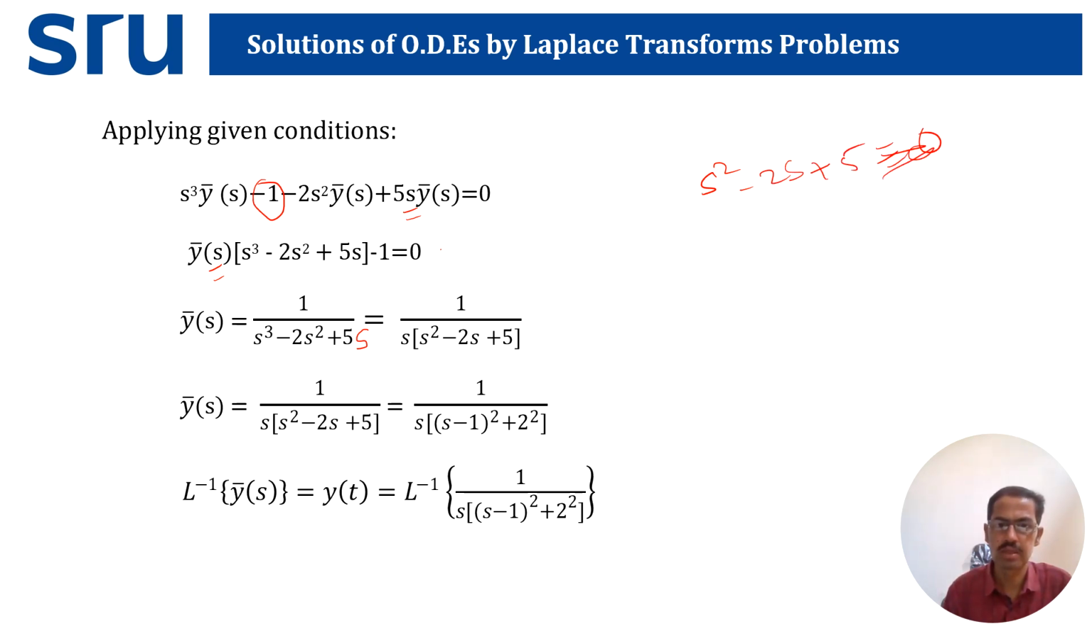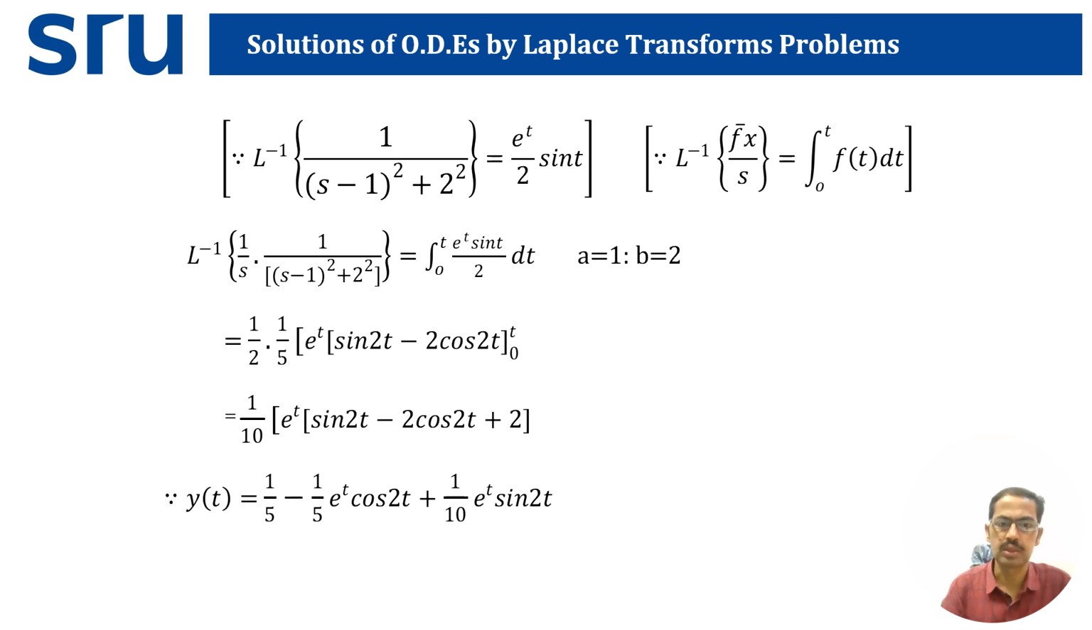We can't get roots, so we just rearrange this: (s minus 1) whole square plus 2 square. Does it satisfy this? Yes. s square minus 2s plus 1, and 1 plus 2 square is 4, so 5 satisfies. So write down 1 by (s minus 1) whole square plus 2 square, into 1 by s. Right? Apply inverse Laplace transform both sides.